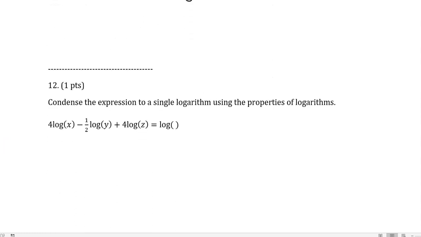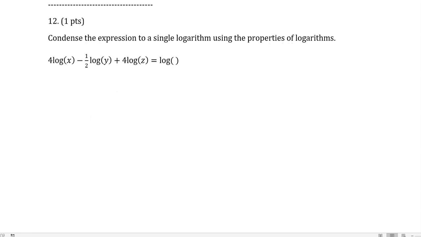Let's look at problem number 12. In problem 12, again, we want to condense the expression to a single logarithm using the properties of logarithms. This time we have a positive term, 4 log of x, a negative term, minus 1/2 log of y, and another positive term, 4 log of z. Notice that these have coefficients other than a positive 1.